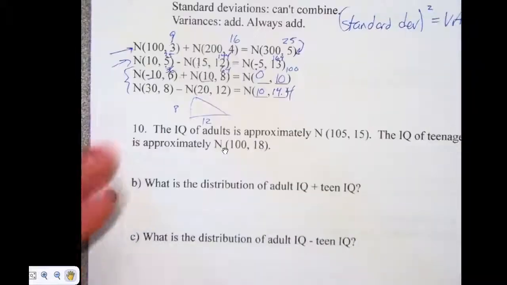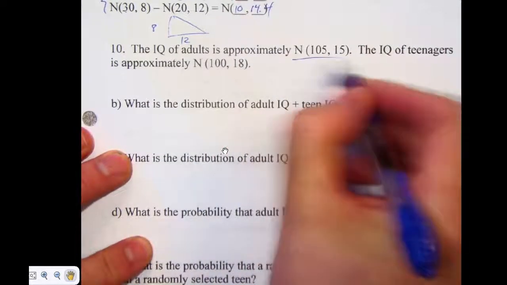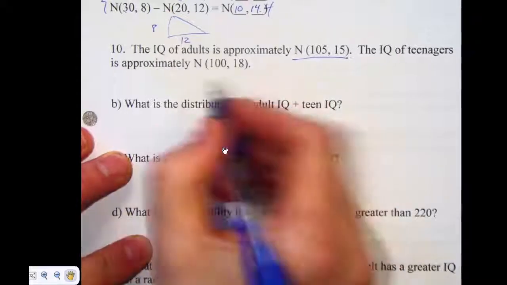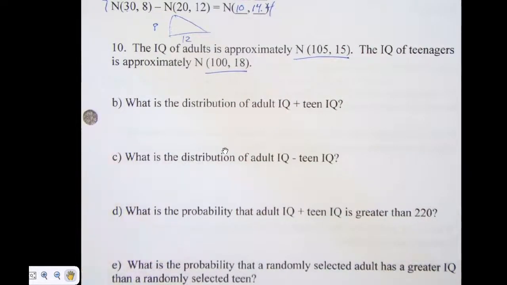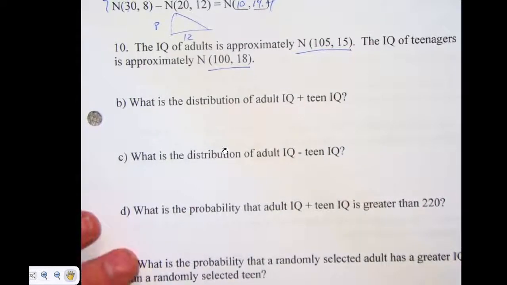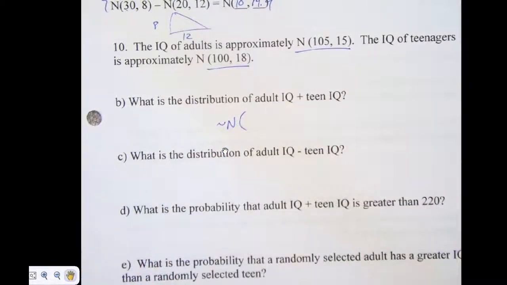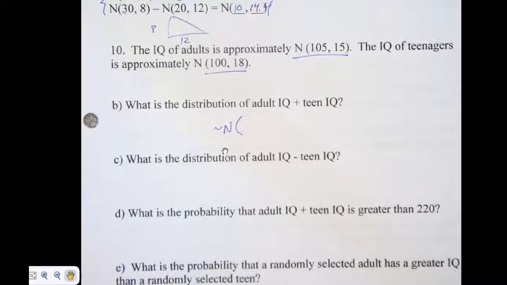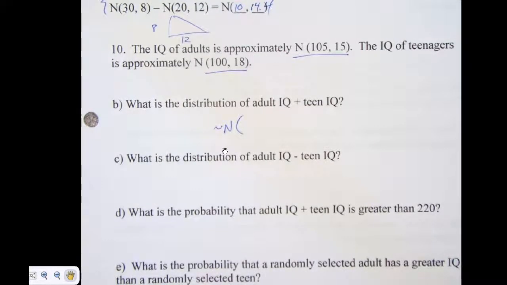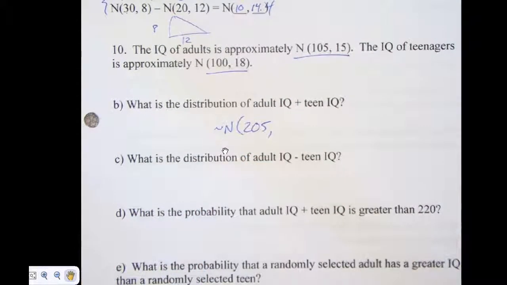All right, so let's start working with it and say we got like a story problem here, and how can I apply that to this? So IQ of adults, 105 with a standard deviation of 15. IQ of teenagers, you guys are dumber, right? 100, 18. So what's the distribution of adult plus teen? Well, that's going to be still approximately normal, because you're adding up two normal distributions. What would the mean of the new distribution be? 205. That's just adding up 100 and 115.